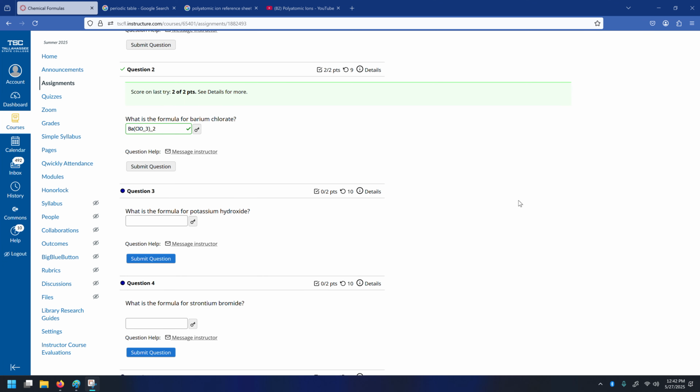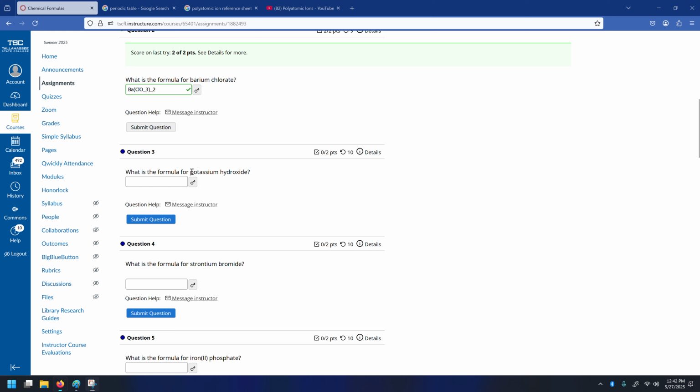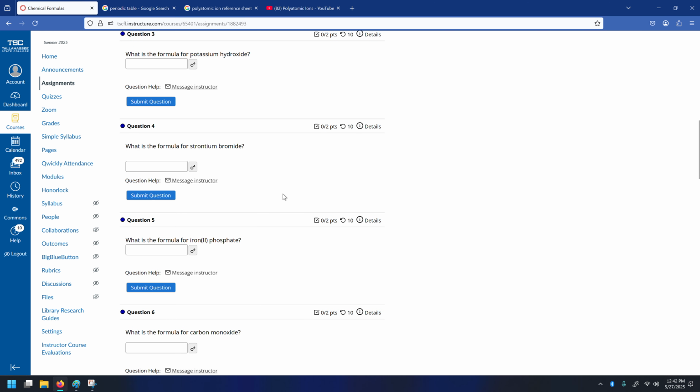All right, part two of the homework help series. Potassium hydroxide is kind of the same as the barium chlorate one. Strontium bromide. Okay, this is the first one that we see the IDE suffix.